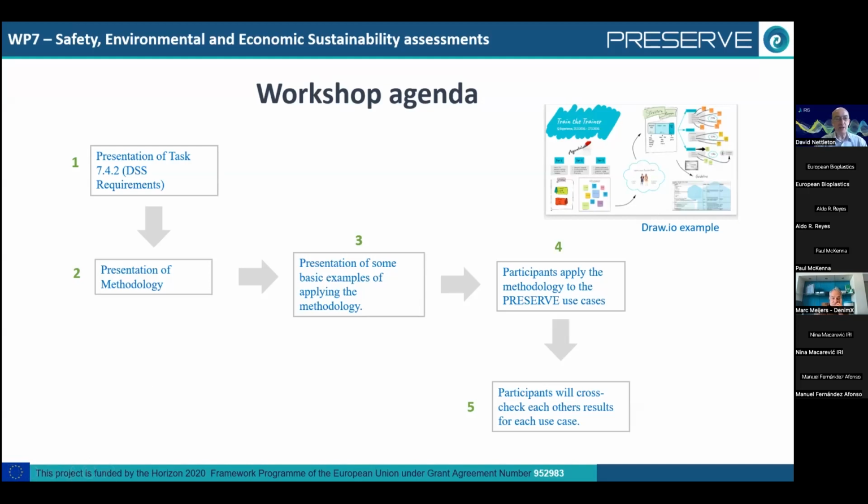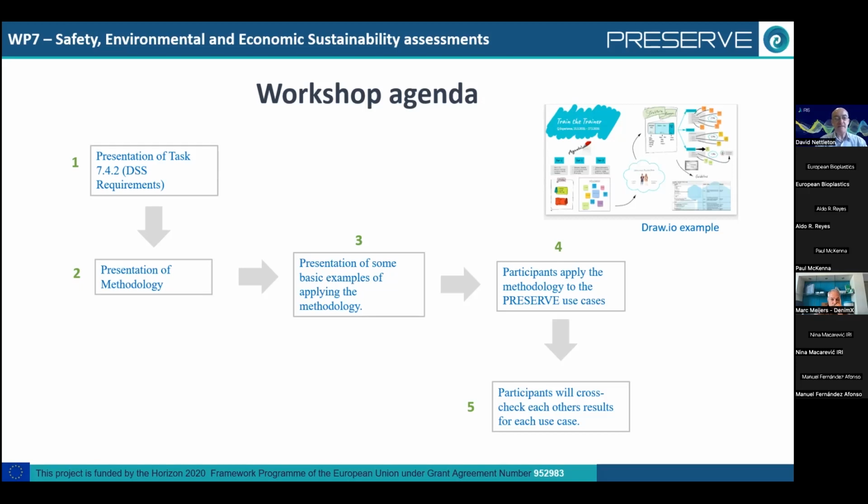5 steps. First of all, the presentation of the decision support system task within the work package 7 and the Preserve project. Then we'll present the Agile methodology we're going to apply. Step 3, we're going to present some simple examples of an application and how the steps follow to capture the requirements for that application. Step 4, then we will go to Draw.io. So we'll give you the link to apply the methodology to the Preserve use case of the DSS.